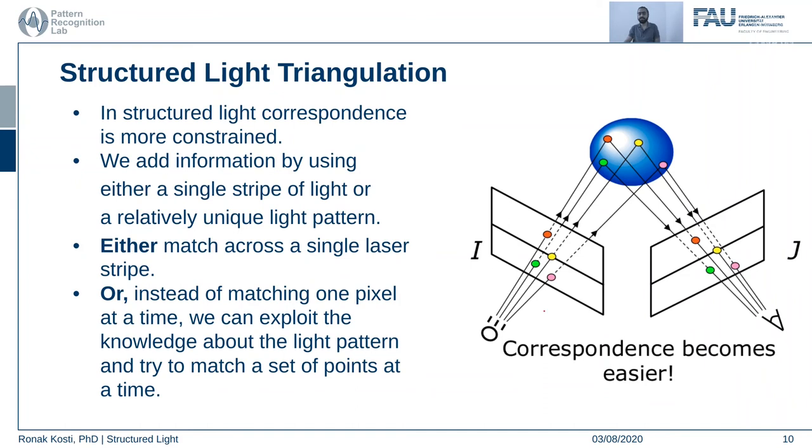In structured light, we are also using a similar approach, so the geometry remains the same. We add information by using either a strip of light, a laser, or some light source which generates some structure or unique pattern of light. In this case, let's say this source of light is projecting a yellow point on the scene, and this yellow point is tracked along the scan line by the camera at the location of J.